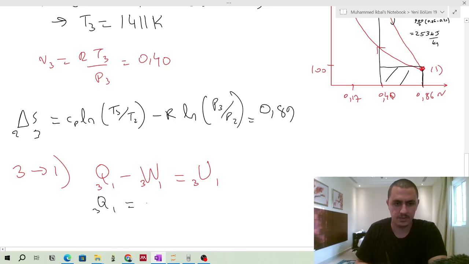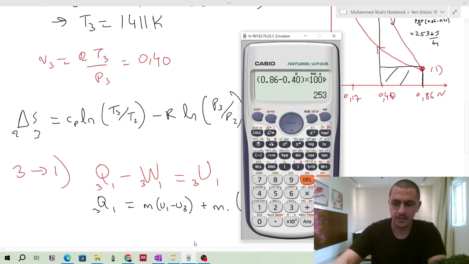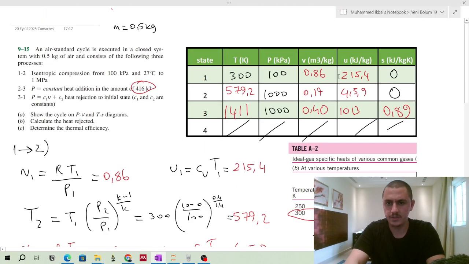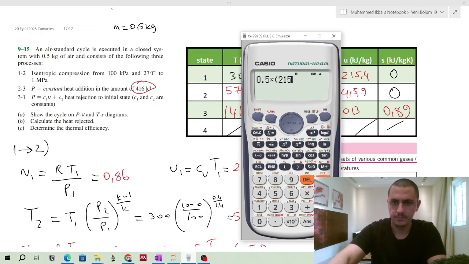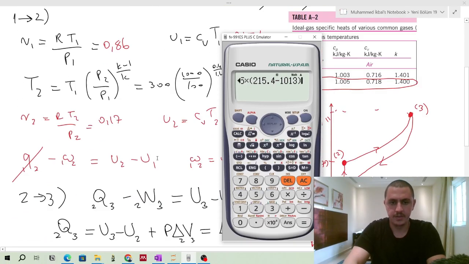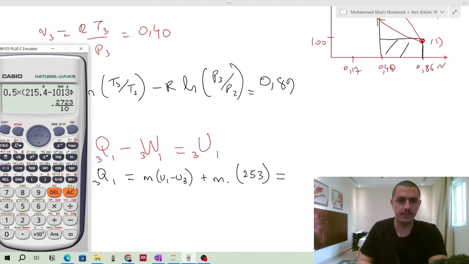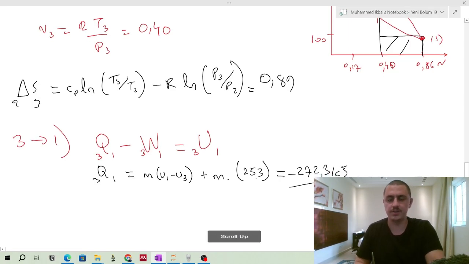So Q31 is equal to U1 minus U3, or you can say mass times (U1 minus U3) plus mass times the work, which is 200. This minus will convert to plus when you send it to the other side. Okay, so 0.5 times U1, where U1 is this value, minus U3, right? Then you have plus mass times the work done. So you should get a negative value, in kilojoules. This is the heat rejection, okay?